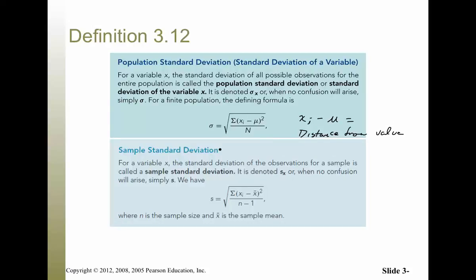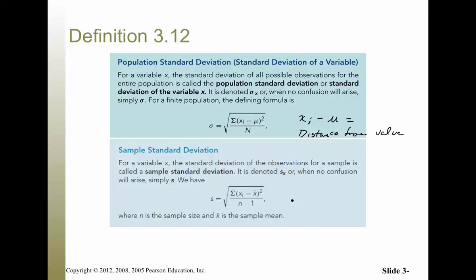So this is the population standard deviation. And then you notice a sample standard deviation, they do something different. They divide by n minus 1 instead of n. Okay, so what is this about? We're going to investigate that in a second.